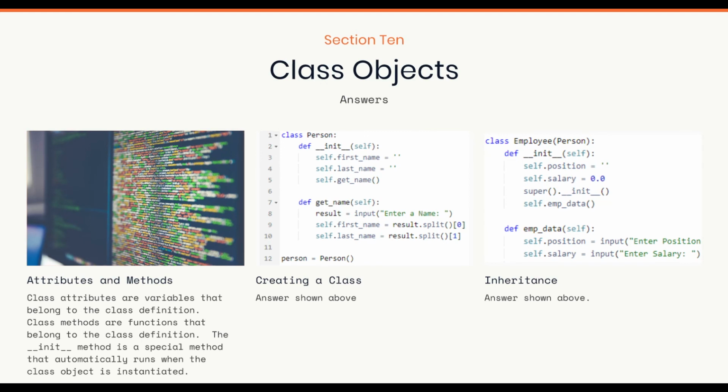And the reason we have to do that is so that the one in the person class also runs, because that's where we're getting the name. We don't have to retype all that code. We're just going to use the one that exists. And then we have the self.impData method where we get the user to input a position and also input a salary. Okay, and that answers that, and that finishes sections 2 through 10.